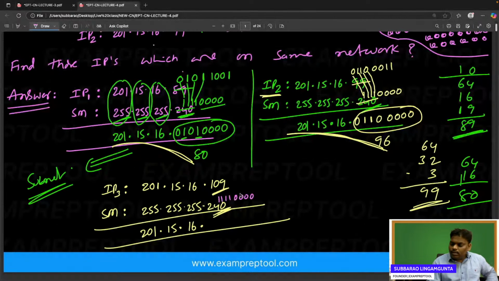One more thing, let's check here. 64, 32, it is 96. It is 96, but I want 109. 96 is over. If you want 109, how much is required? 13 is required. The closest powers of 2: it is going to be 8, then 4, that is 12, lastly 1, that is 13.